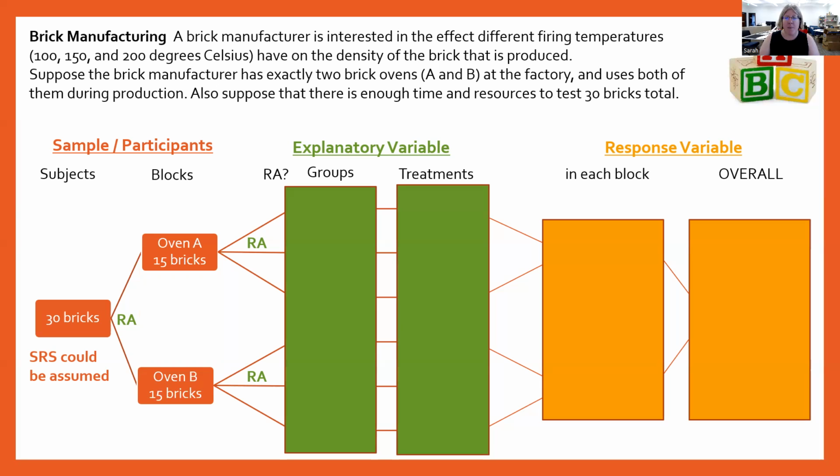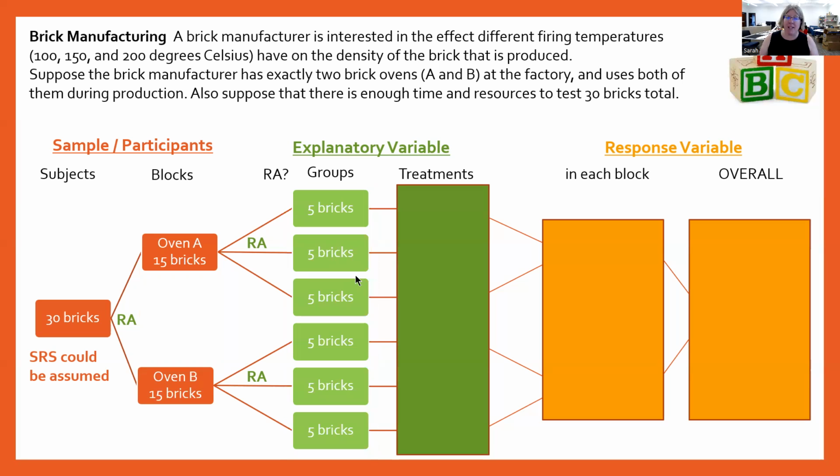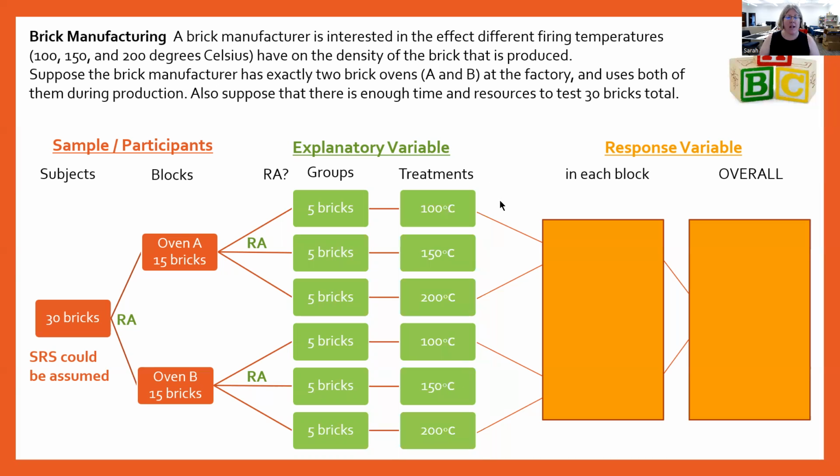And then our treatments, we have three treatments, the 100 degrees, 150, or the 200 degrees. So I'm going to need three groups for each block. So oven A, I'm going to need three groups, and oven B, I'm going to need three groups. I'm going to randomly assign them. So I'll get 5 bricks for each of the groups in oven A and 5 bricks for each of the groups in oven B. And then we'll go ahead and assign those treatments, so the 100, 150, and the 200 to oven A as well as to oven B. And now we're ready for the conclusion part.